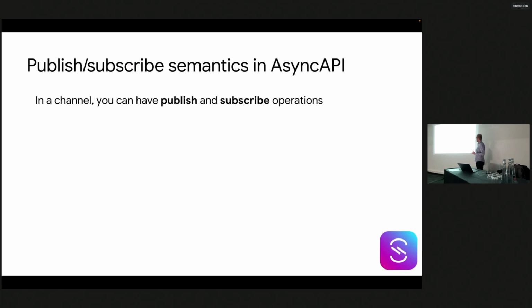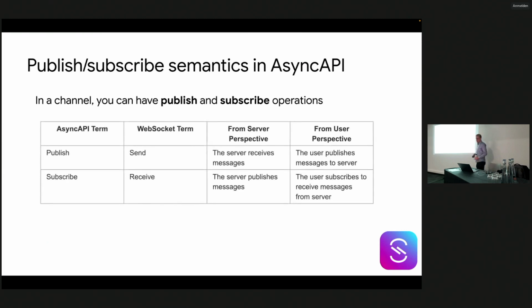Because it can be confusing. It can be confusing because, depending on whose perspective you're looking at, you need to know which one applies. What I mean by this is that in AsyncAPI, you have publish and subscribe. From the server's perspective, publish means the server receives the message, right? And subscribe means the server publishes the message, okay?